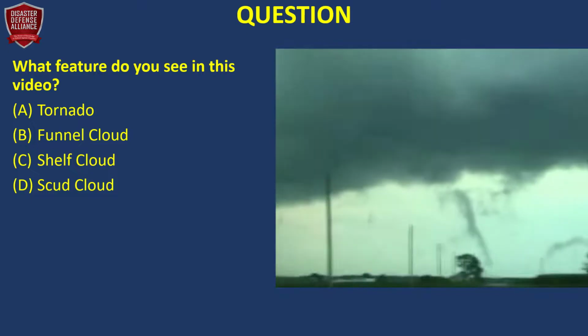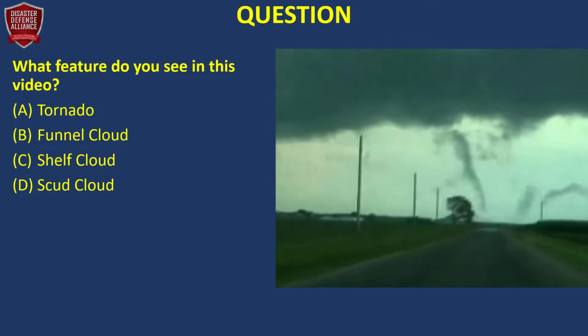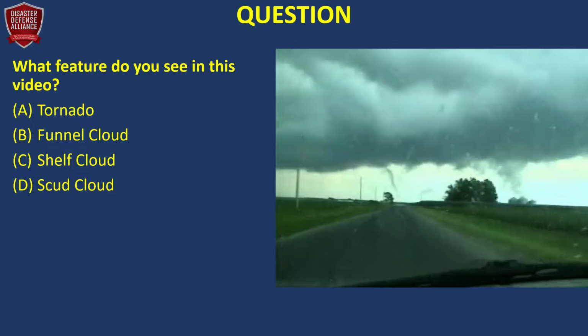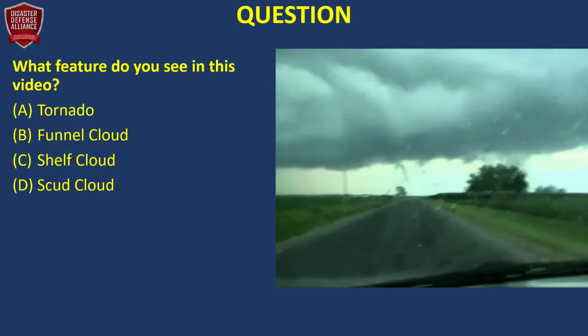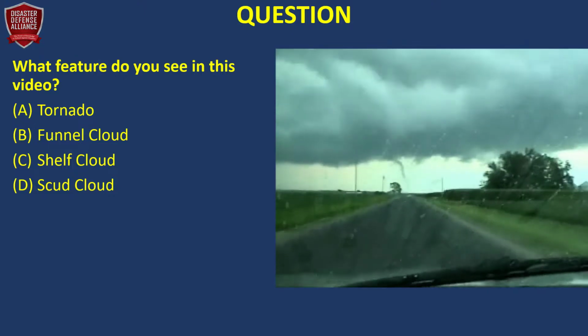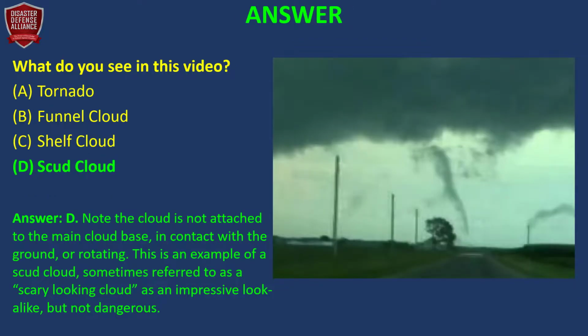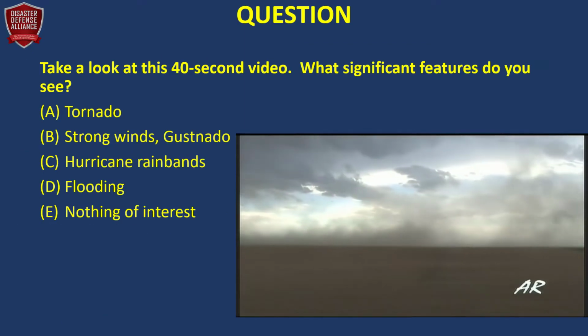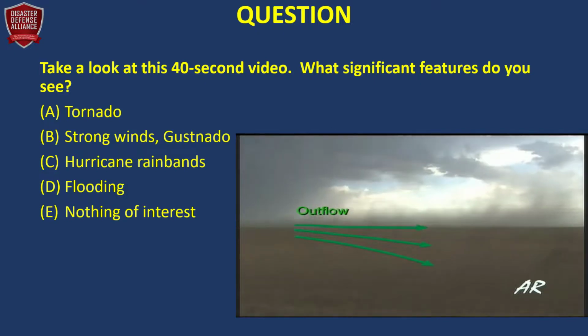What feature do you see in this video? Take a moment to look at it and come up with your answer. Hopefully you see that the cloud feature is not attached to the main cloud base, nor in contact with the ground, and there's no sign of rotation. This is a good example of a scud cloud, so the answer here is D. It's often referred to as a scary looking cloud, as it can be impressive as a lookalike, but it's not dangerous.